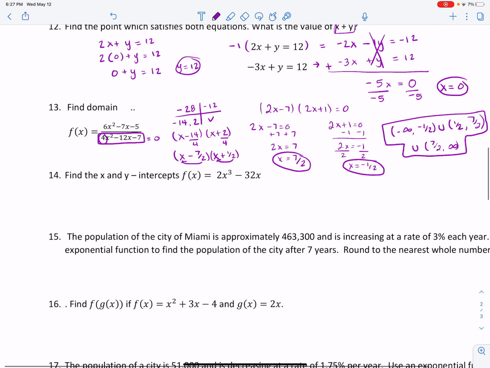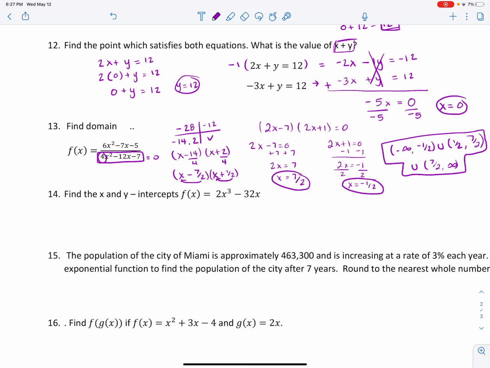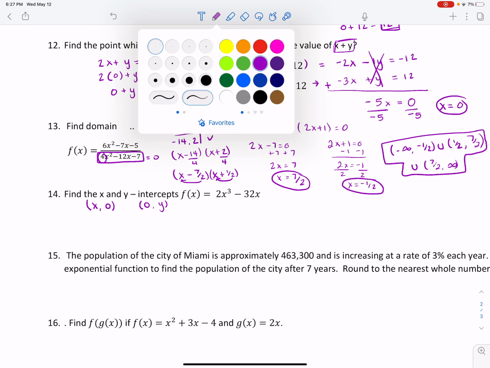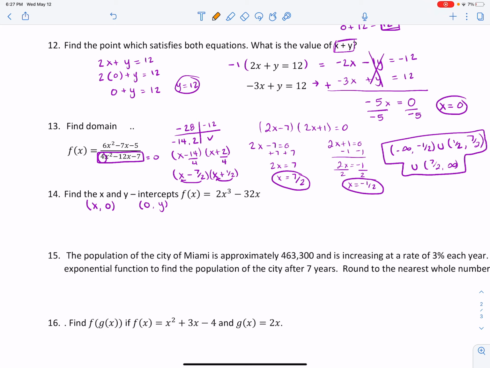Number 14, find the x and y intercepts. All right, the x-intercept happens when you have a value for x and y is 0. The y-intercept happens when you have 0 for x and a value for y. So if I want to find the x and y intercepts, I need to plug in 0 to the opposite piece. So first, let's find the y-intercept first. So if I'm finding the y-intercept, f of x, same as y, equals 2 times 0 instead of x. So y equals, that is 0 minus 0, so y is 0. So my y-intercept happens to be 0, 0.